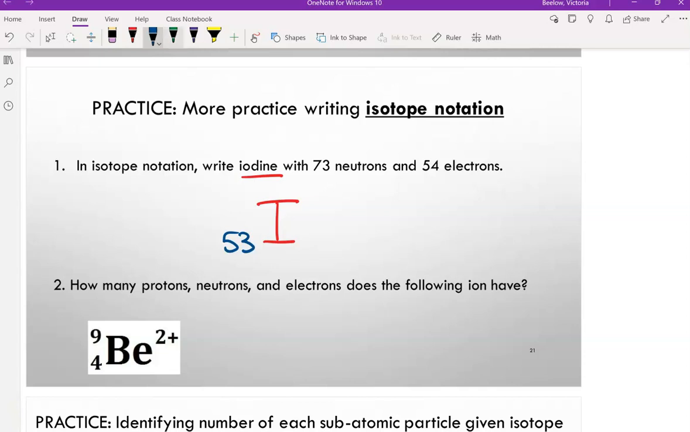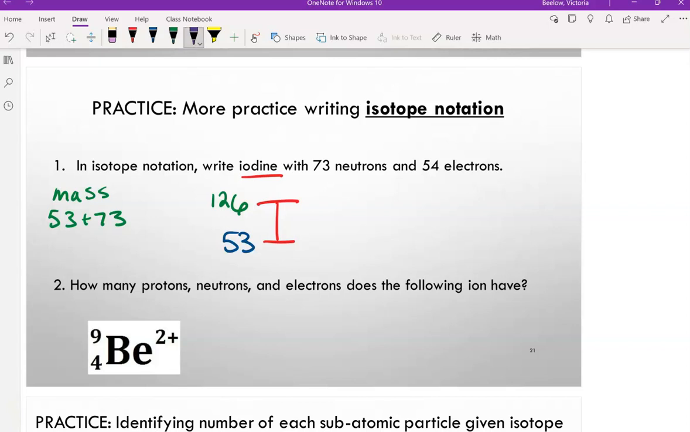Next, we're going to calculate the mass, which again is protons plus neutrons. So 53 plus 73 is 126. Again, that number goes there. Again, that's protons plus neutrons.